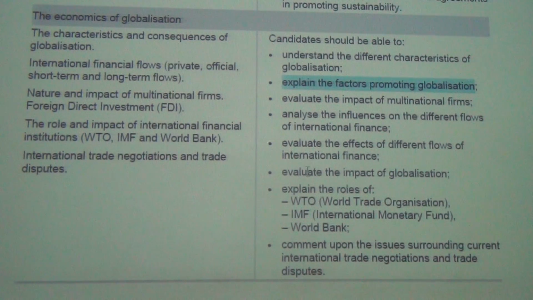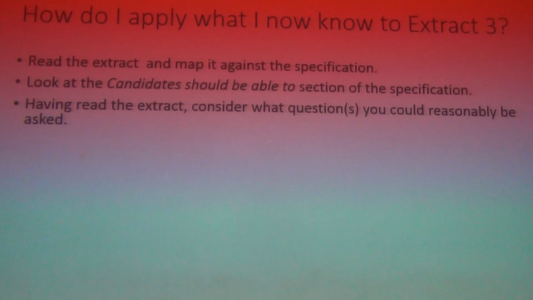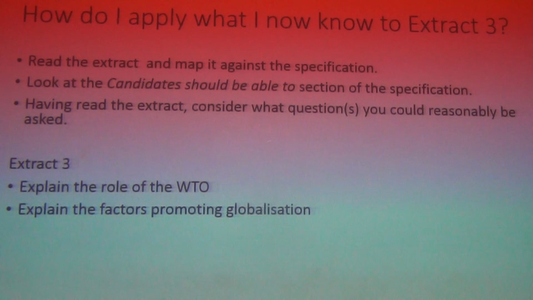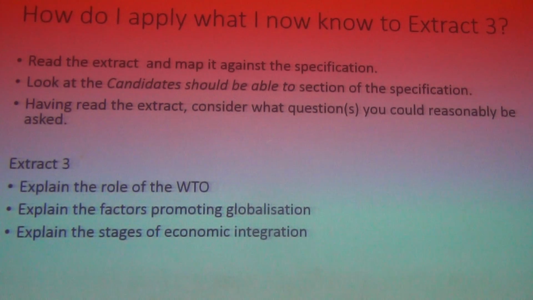Any others? Here we can see explain the rules of, and here we've got one for the WTO. Now, the World Trade Organization is mentioned in paragraph 1 of extract 3. But that question was asked, I think, last year actually, the role of the World Trade Organization. So that is fairly unlikely to appear on the exam. So I think the 3 potential 4-mark questions will be as follows. Explain the role of the WTO. Might as well learn it, though it's pretty unlikely to come up, I think. Explain the factors promoting globalization for 4 marks. Explain the stages of economic integration for 4 marks. And I think the last 2 of those 3 are the most likely questions to appear.